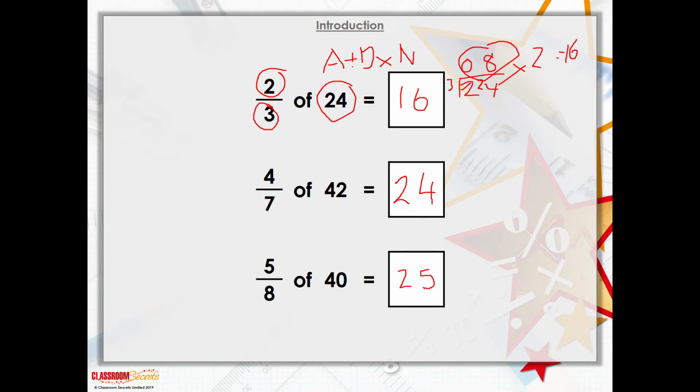So these are the next two answers. We have 24. 1/7 of 42 is 6. I've times that by 4, which is my numerator, which gives me 24. And then I've worked out what 1/8 of 40 is, because I've divided 40 by 8, which gave me 5. And I times that by my numerator, which is 5. That gave me 25. Right, let's have a look at our first question.